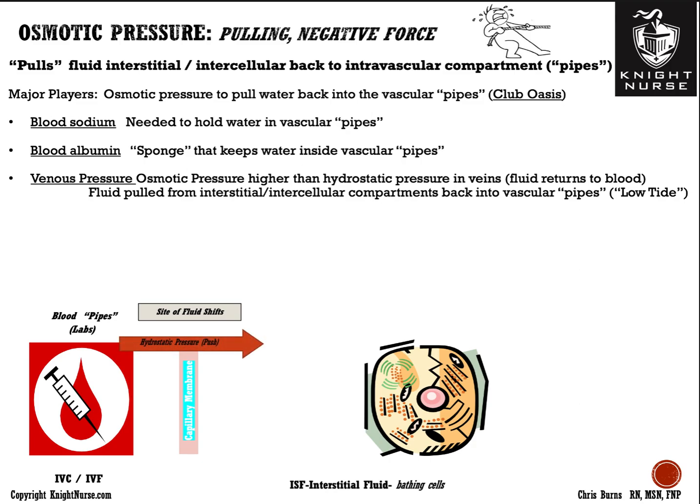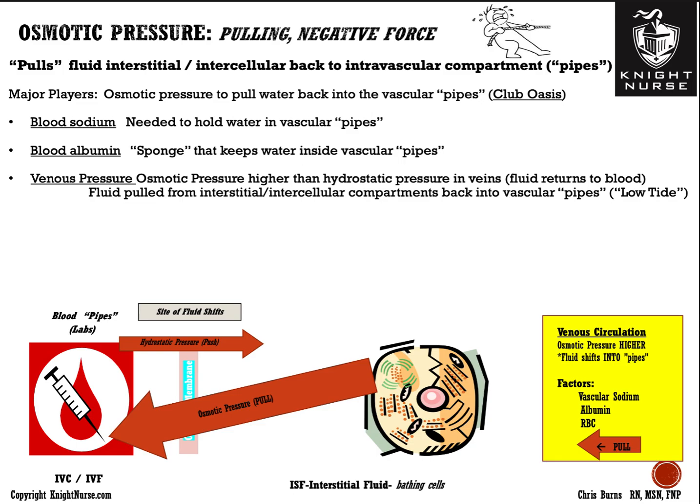You do have some hydrostatic pressure because the veins do have some pressure. It's just not very much. Now you have an osmotic sucking pressure that is higher than the hydrostatic pressure, so it wins the tug of war. Factors of the osmotic sucking pressure are vascular sodium and albumin. Those are the big ones in the vascular pipes.